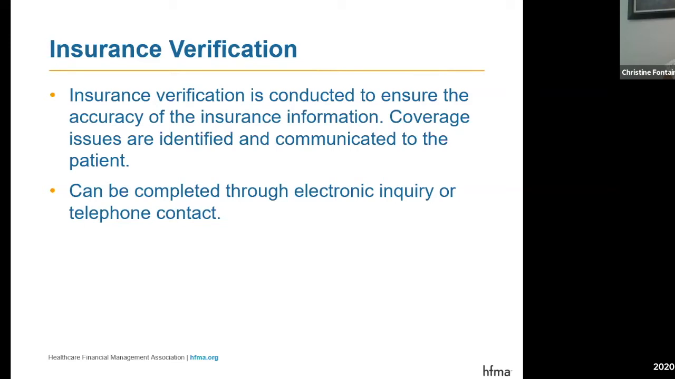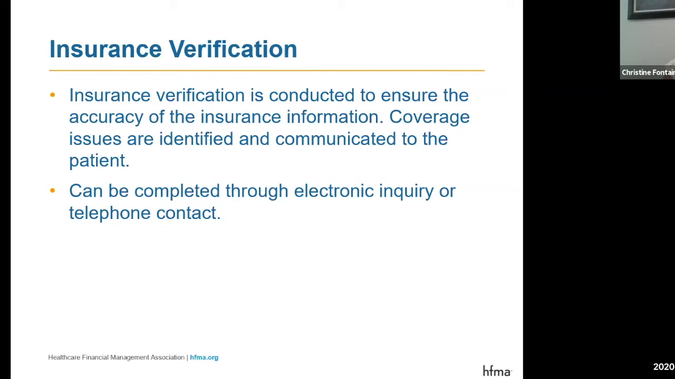Insurance verification can be completed through electronic inquiry or telephone contact. Most major health insurance payers, including Medicare and Medicaid, offer electronic verification via the ANSI 270-271 transaction sets. Electronic inquiry clearly provides the fastest, most cost-effective and efficient way to complete insurance verification and should be used whenever available. Electronic verification may also be automated through the registration system or initiated manually via the payer's website.